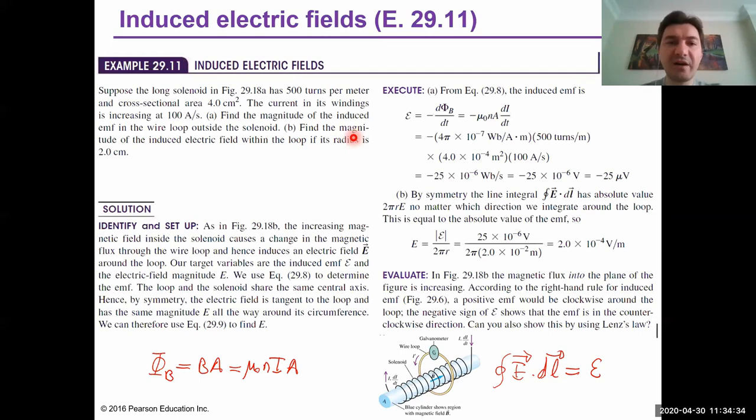Now we have to find the magnitude of the induced electric field within the loop. So what is the electric field? We know the EMF.